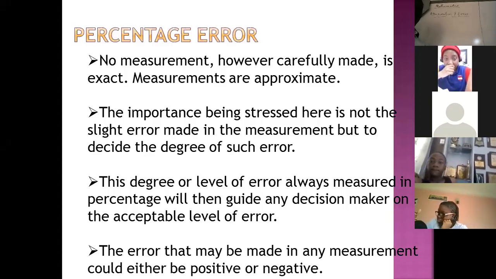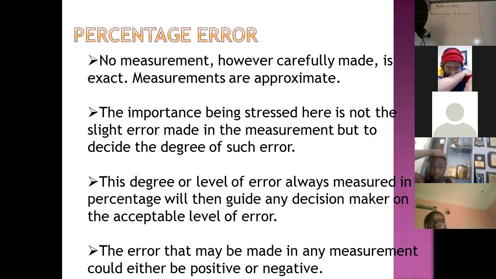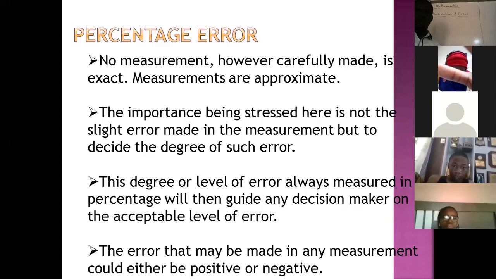So you should bear that in mind. Another point is that what we are talking about here today is not really about the measurement, but to decide the degree of error in that measurement. Some will say the error is 0.2, inconsequential, too small, 0.02%. But what is the degree of that error? What can the error do towards people taking a decision?